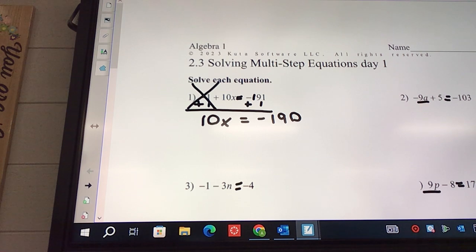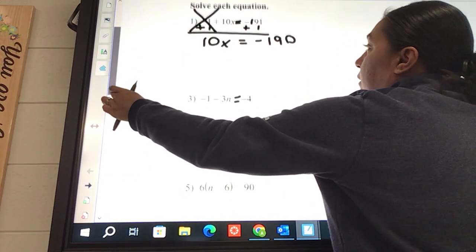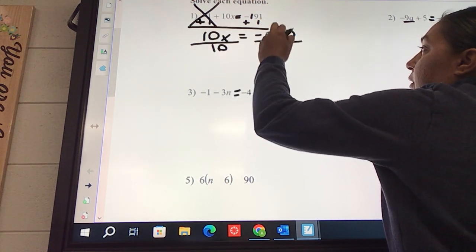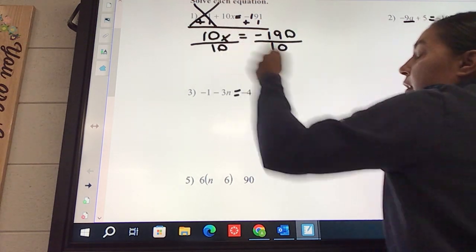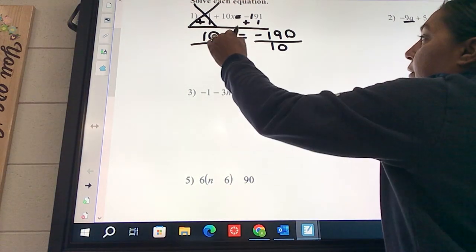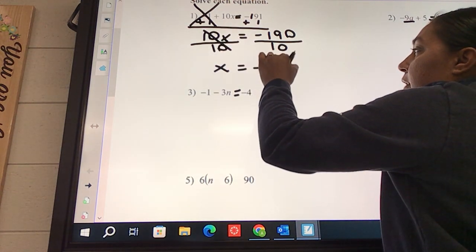Okay, so what would need done next? Divide 10. Why is it divide 10? Because there's a variable. It's divide 10 because 10x means 10 times x, when they're right next to each other like that. And what is negative 190 divided by 10? Negative 19.